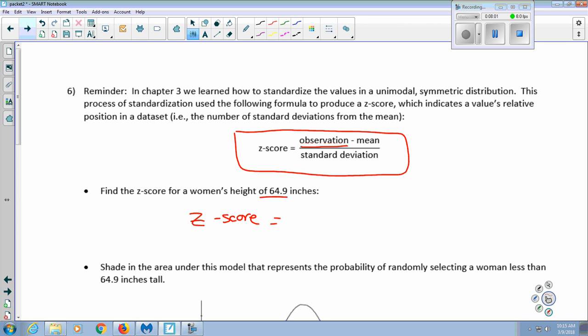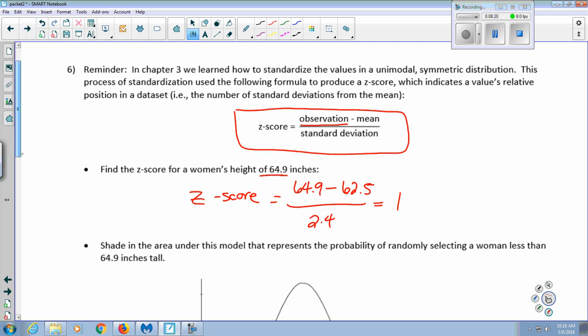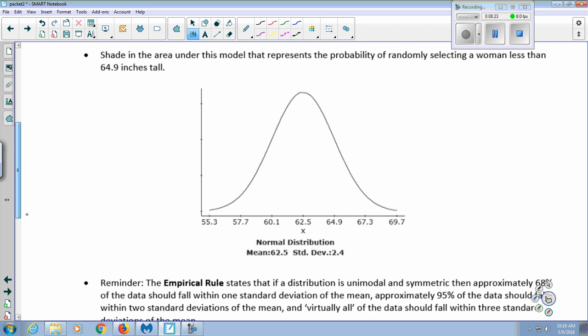As a refresher, to find the z-score of a woman's height of 64.9, that's what I'm observing, 64.9, we're going to subtract the mean, 62.5, and divide by the standard deviation. So this is 1 standard deviation above the mean. Because it's positive, I know it's above the mean. So if we shade the area under the model that represents the probability of randomly selecting a woman less than 64.9, here's my 64.9. We're talking about less, so I'm shading in all the area to the left.